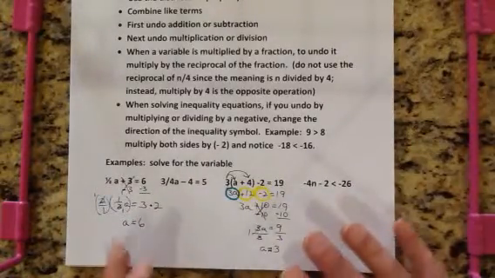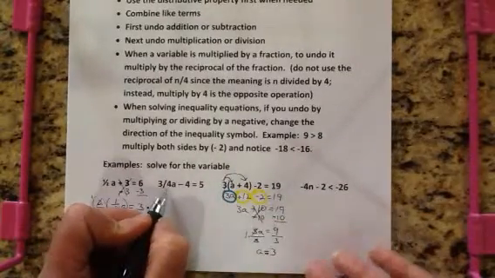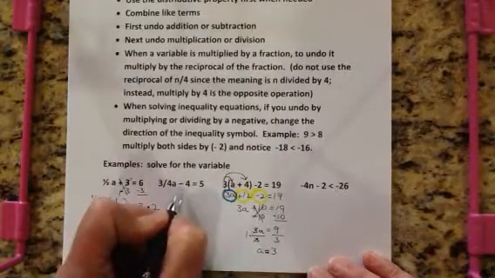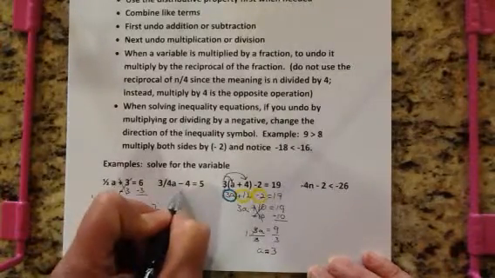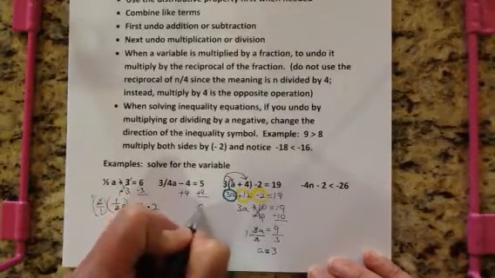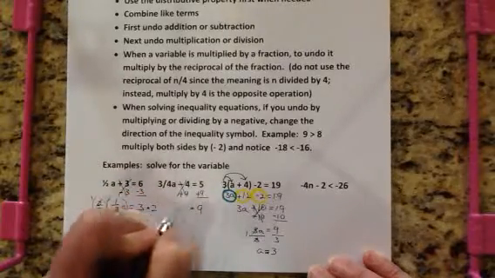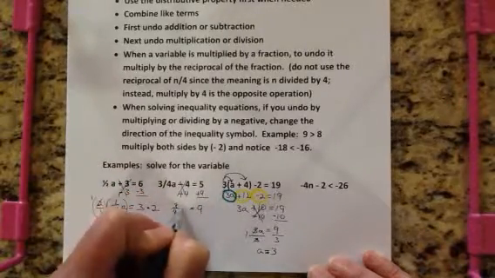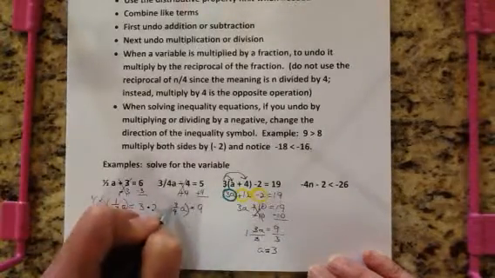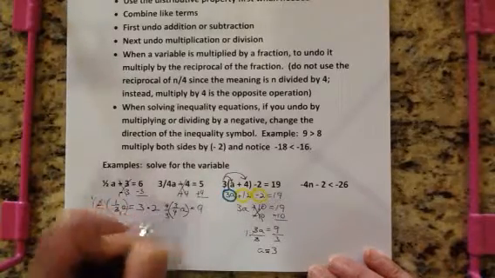Okay, now let's look at one more. Or actually, we've got 2 more. This is another example of a fraction. We've got minus 4, so we're going to add 4 here, add 4 here. We get 9. Those two canceled each other. 9 equals 3/4 a. Alrighty, I have been told to multiply by a reciprocal, which would be 4 over 3.